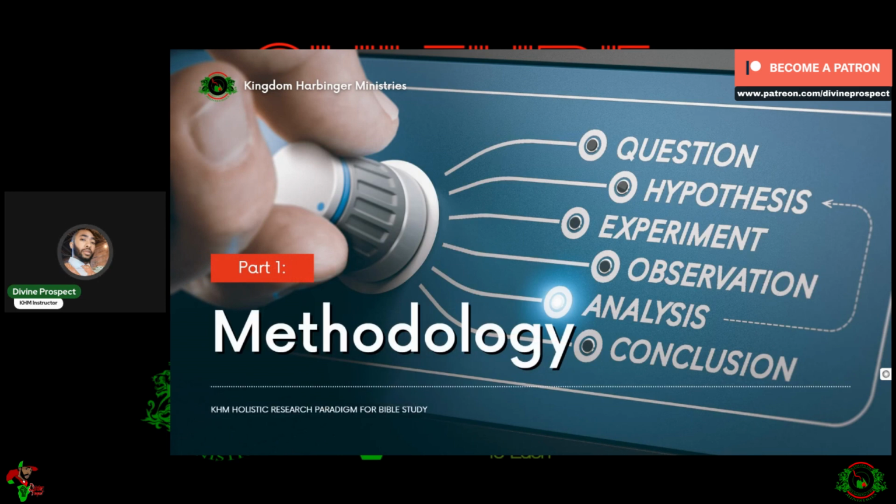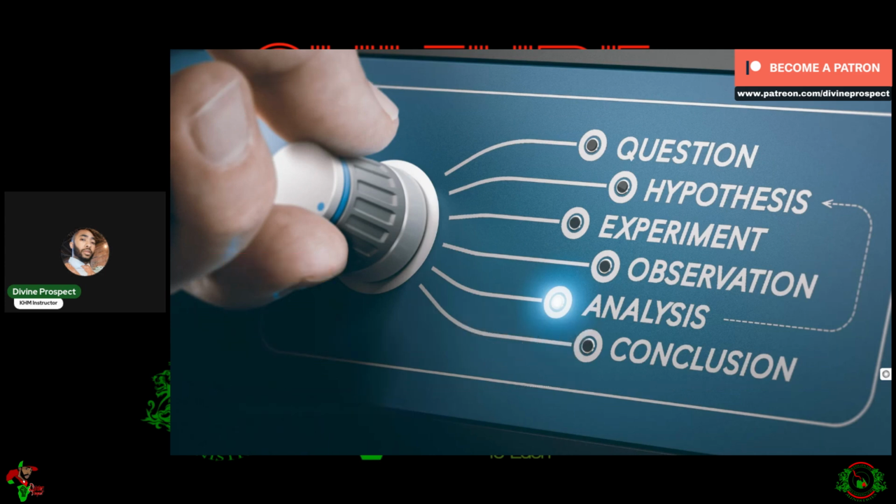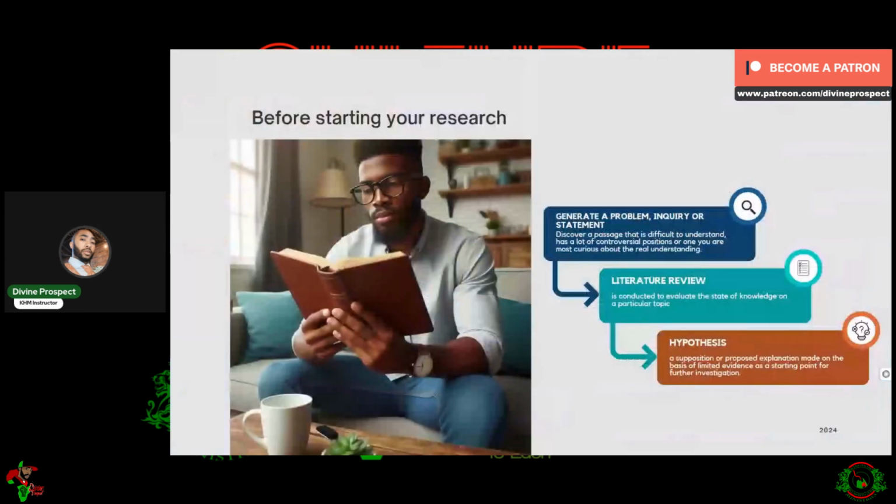Now, part one. Now we start getting to the meat, all right? Part one, methodology. What is the methodology? All that intro sounds good. And what is the methodology? Okay. Before starting your research, there are 3 things that you're going to do, right? Generate a problem, inquiry, or statement. This is very important, and this begins the research methodology, right?